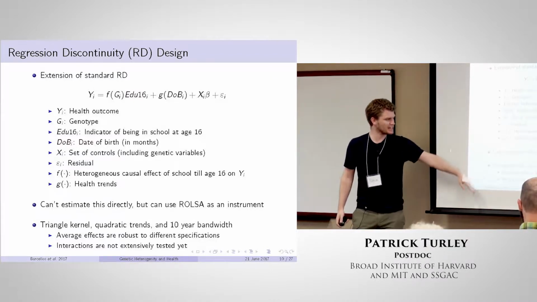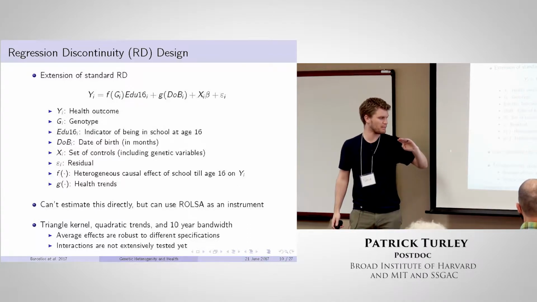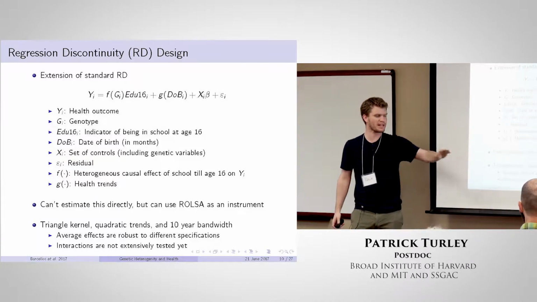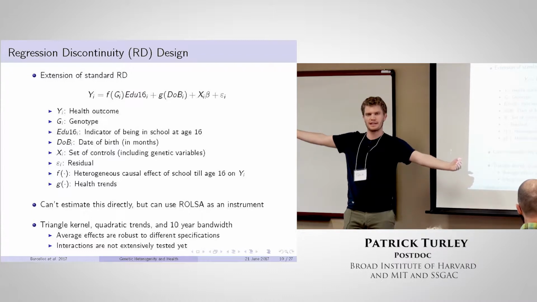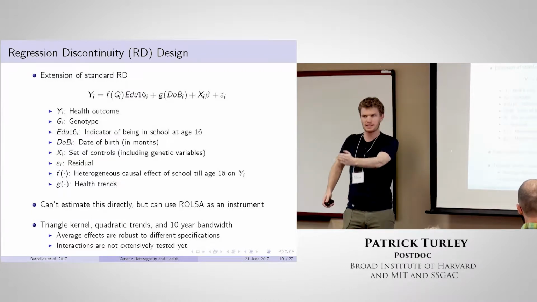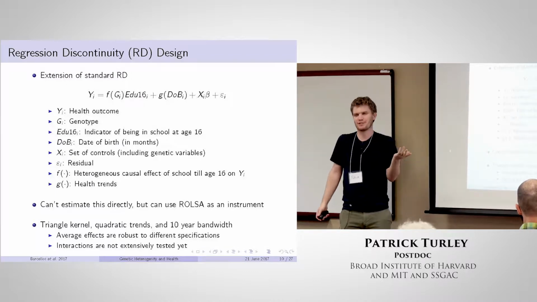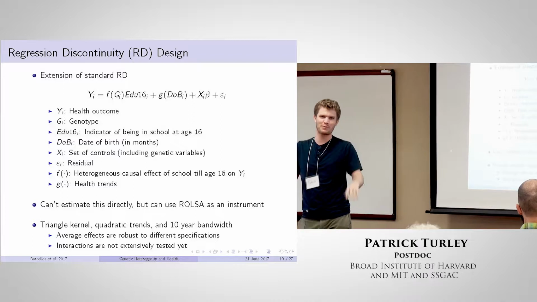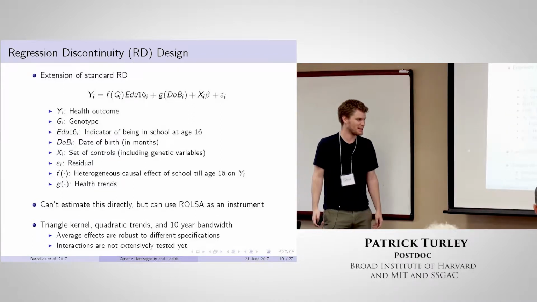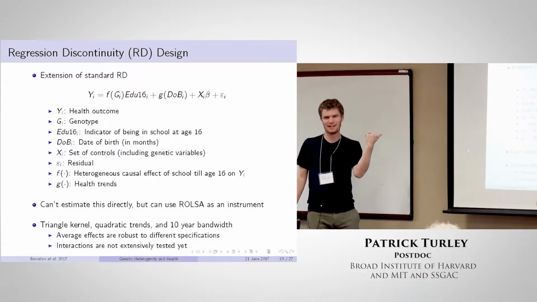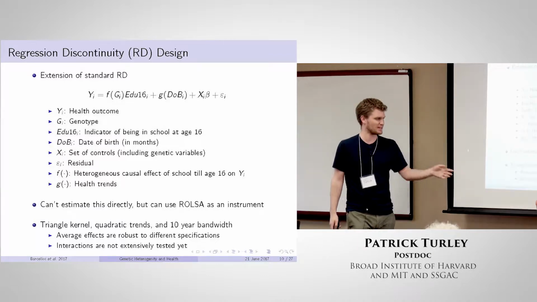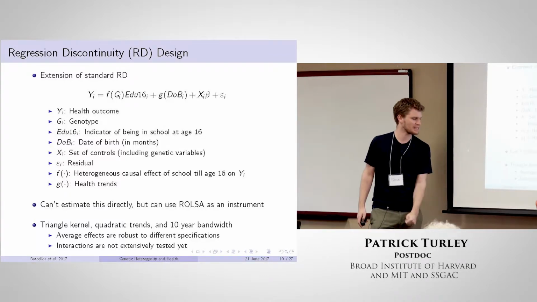Okay, there's some technical details. We're going to estimate this with a triangle kernel, quadratic trends, and we're going to use people who are just born within 10 years of the policy date. The results I'm going to show are robust. Well, the results I'm going to show are nothing currently because we don't have a large enough sample size, but we're going to do a bunch of robustness checks. The mean effects for analysis that we have done already are robust to different specifications here.